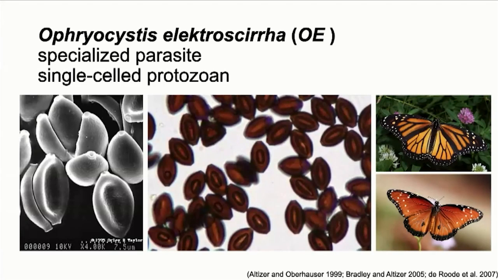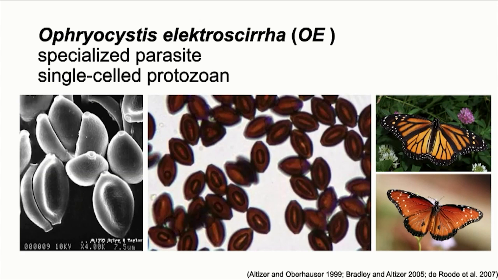So Ophryscystis electroscera, or OE for short, as I will refer to it, is a parasite of the monarch butterfly and also of the queens and some related butterflies. Parasites are organisms that generally weaken or harm the host when they grow on or inside the host. So the parasite is benefiting and the host is harmed in some way.